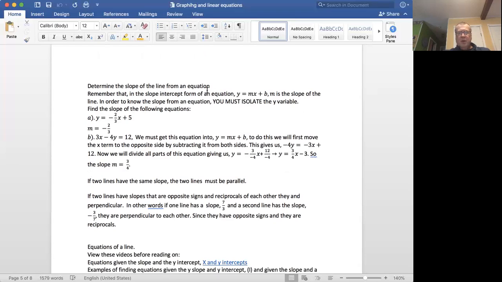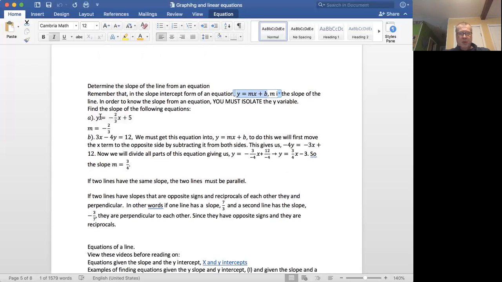We can determine the slope of an equation by getting it into this form, y equals mx plus b, where m is the slope. This is known as the slope-intercept form of an equation. Okay. In the slope-intercept form, m gives you the slope, and b gives you the y-intercept, the place where the graph crosses the y-axis. Okay.